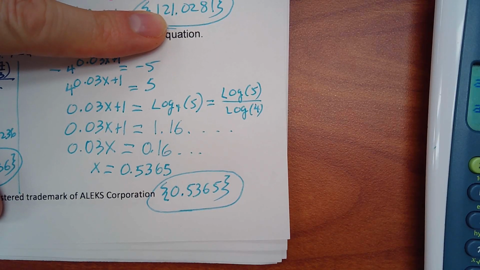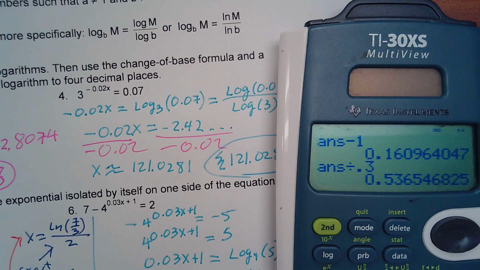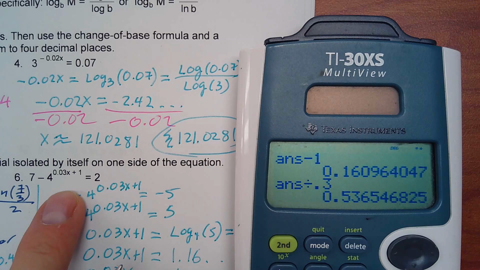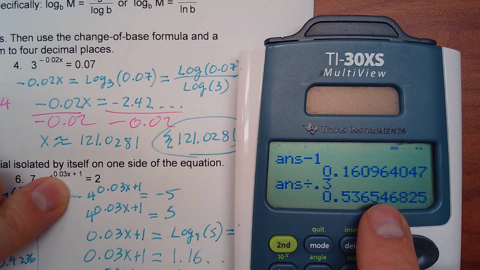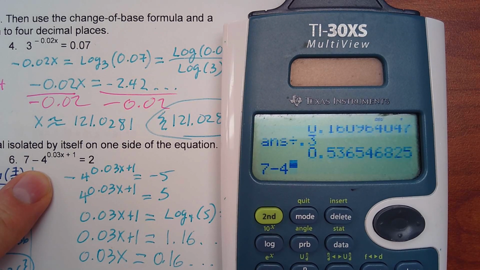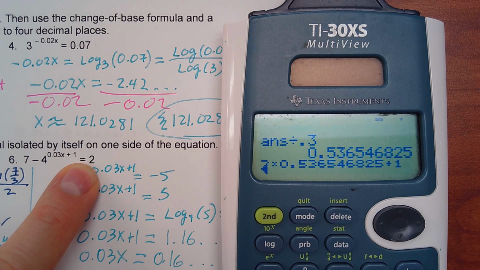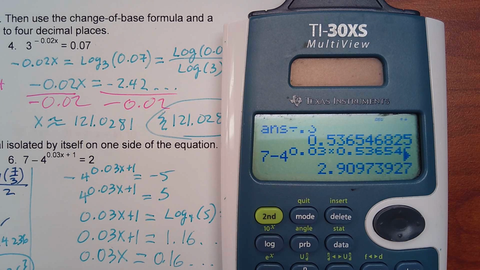Now, I want to take a few minutes to run through how you would do the check. If I wanted to check this answer, and be a little more accurate, I would just enter the left side of my equation, replacing the x by the answer I have here. So I would do 7 subtract 4 caret key 0.03 times. I'll go ahead and grab that answer. Notice I hit my up arrow to highlight it, hit enter. And I want to stay up there because that plus 1 is still up in that exponent. Hit my right arrow, hit enter.